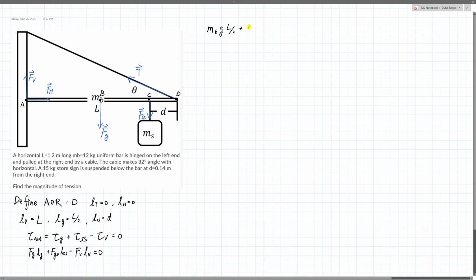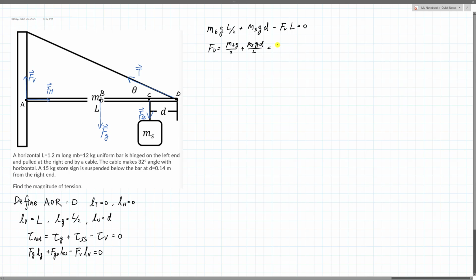Then the torque of the store sign is m of the store sign times g, and the lever arm of the store sign is equal to d. Then the vertical force, with lever arm the entire L, equal to 0. So we know everything except for the vertical force, so we can solve for it. The vertical force is equal to everything divided by L, and this will be mg over 2, and this is mg d over L, because I divided everything by L.